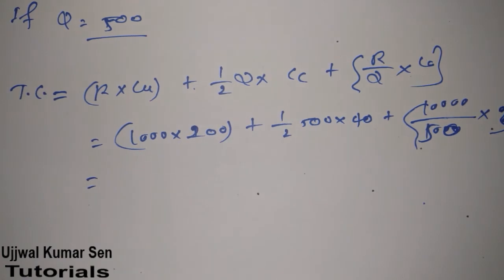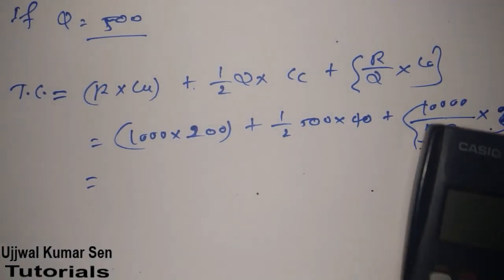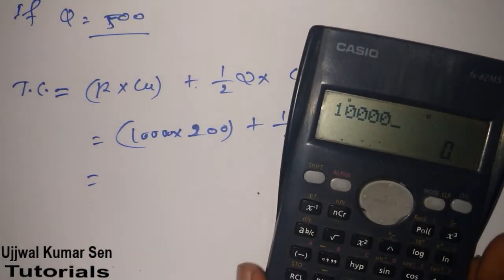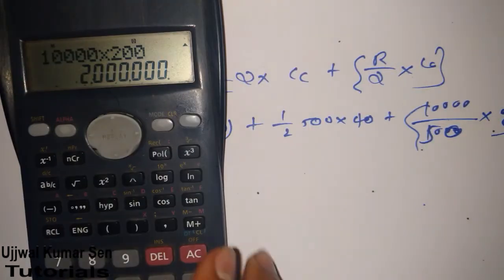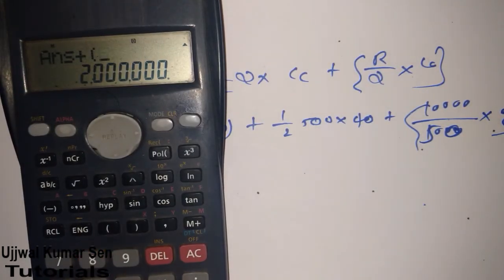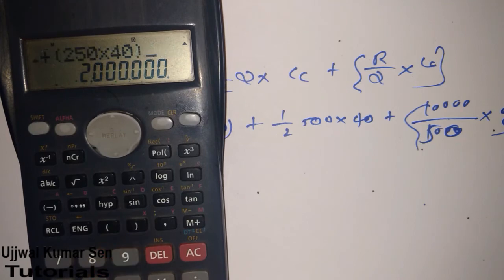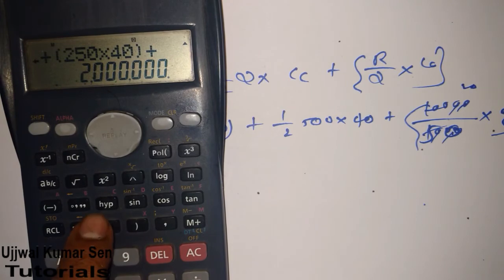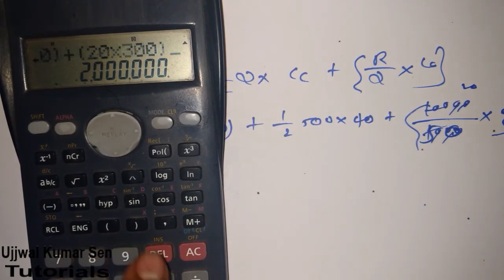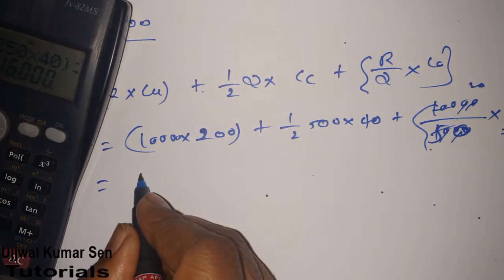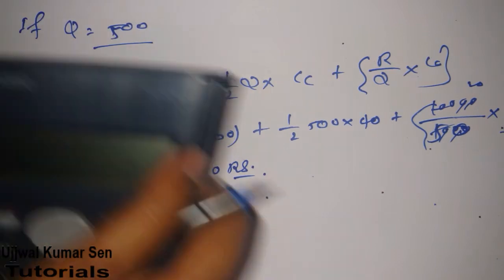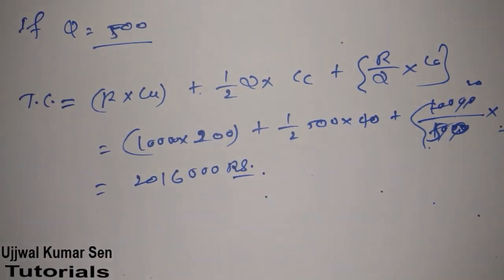After doing the calculation, we have to write it out. This is 10,000 multiplied by 200, plus, this must be 250, multiplied by 40, plus, this cancels, this cancels, this is 20. So 20 multiplied by 300. So we are getting 20 lakhs 16,000 rupees if the retailer orders 500 quantity at a time.